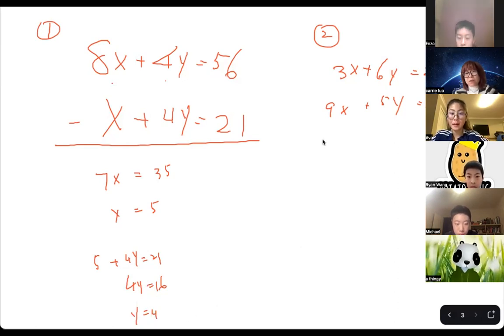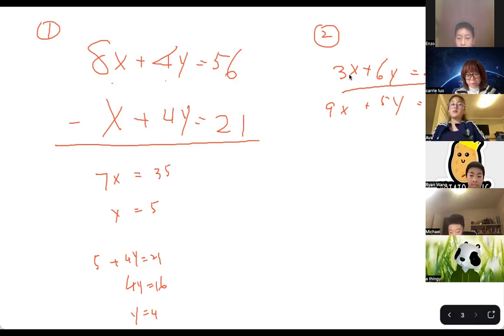Okay, so let's take a look at this one. So this one, I want everybody to check 3x, 6y, and 24. Enzo, did you see anything in common? The 3x and the 9x. Yeah, you can see 3x, but I want you to simplify this one. Learn the simplify as well.